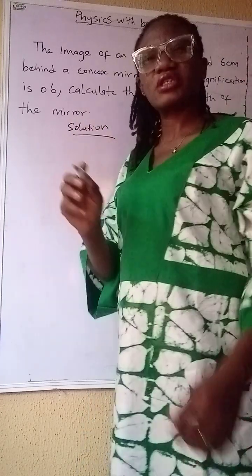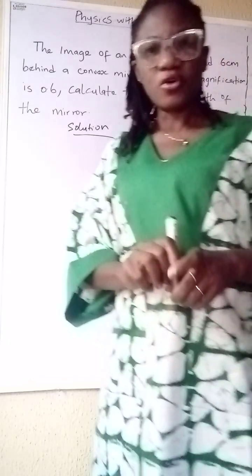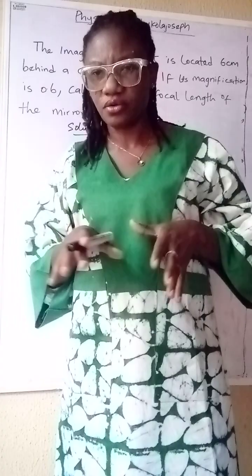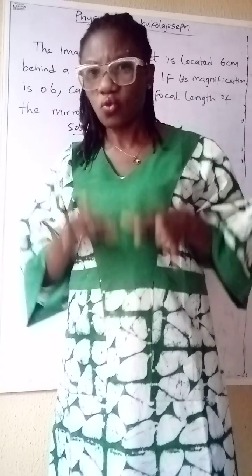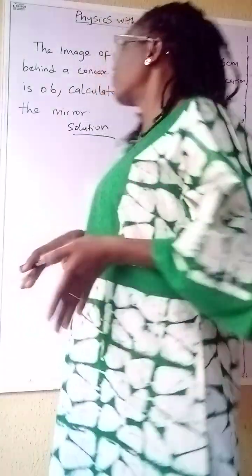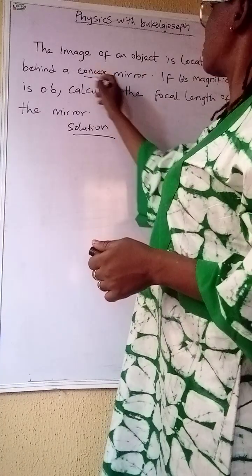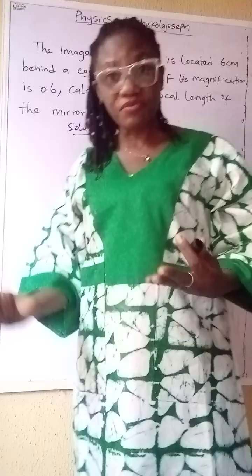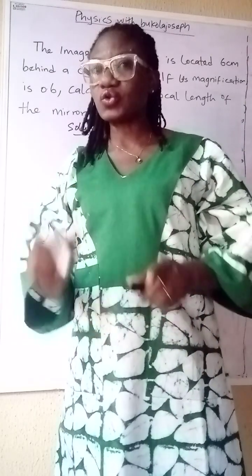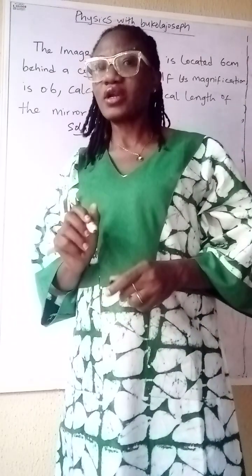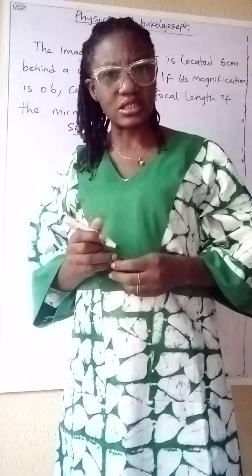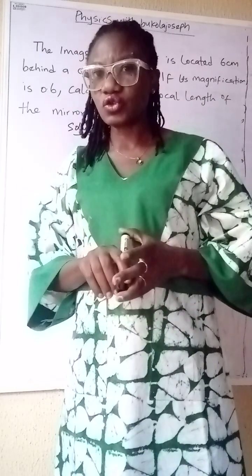Now, if you have this kind of problem, the first thing you need to take note of is what kind of mirror. Okay, what kind of mirror is the question talking about? Now if you look at this, we have the convex mirror. I hope you know we have concave mirror and convex mirror, so you take note of that. Okay, so now that we are sure that it is a convex mirror, I want you to know this.